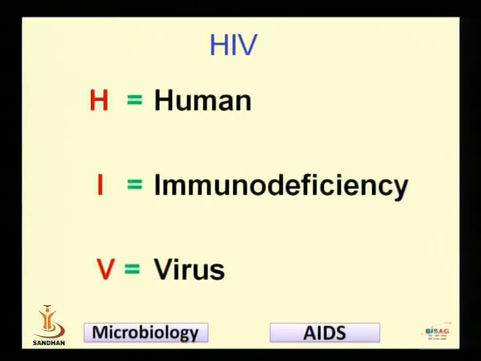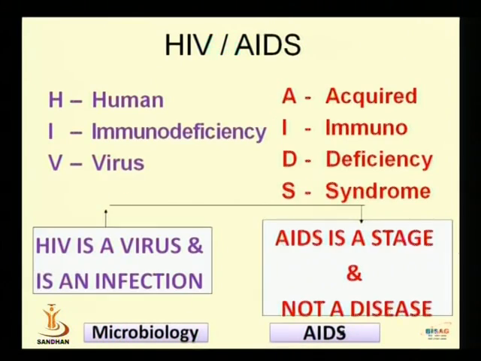Similar to AIDS, there is another word which we know as HIV. HIV stands for human immunodeficiency virus. It is this particular virus which is responsible for AIDS. So HIV is a virus and AIDS is a condition. This particular slide shows you the difference between the two.